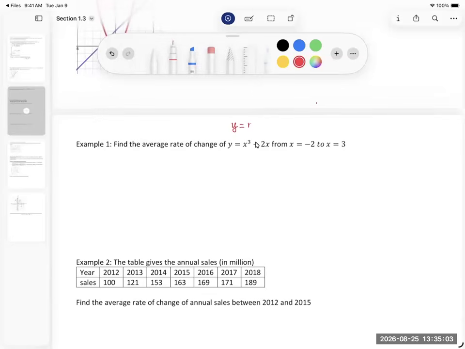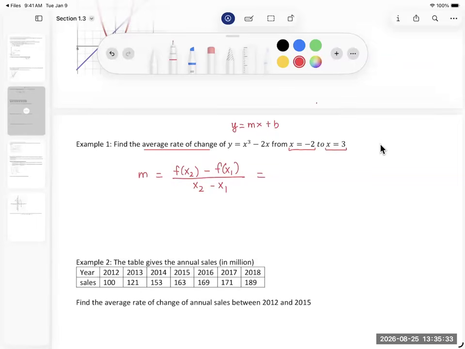Because it doesn't have the form y equals mx plus b, and the power of the x for a linear line must be 1, but this is 3. So this is nonlinear. So in order to find the average rate of change of a nonlinear function between x equals -2 and x equals 3, we simply find the slope, where you have f of x2 minus f of x1 over x2 minus x1.